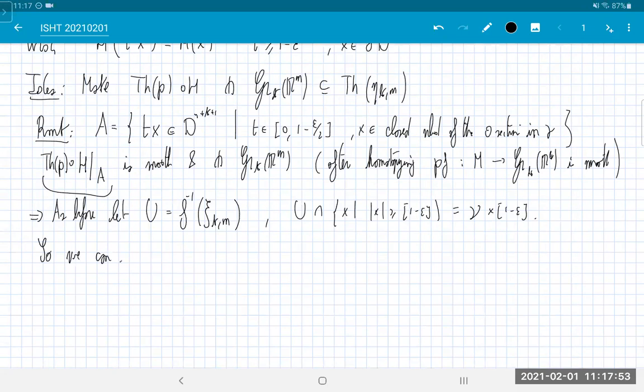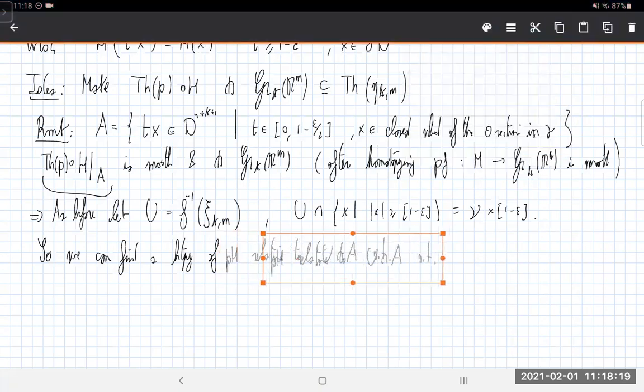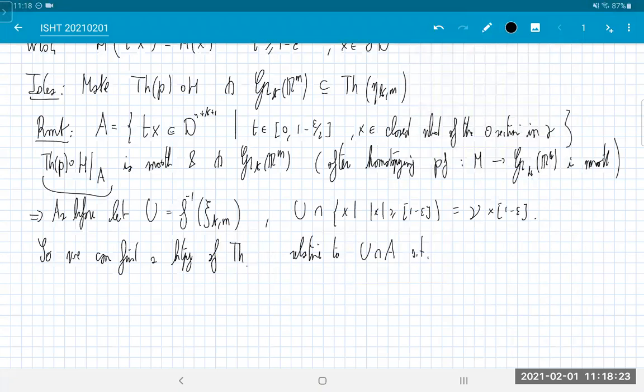So we can find a homotopy of U relative to U intersect A, such that, sorry, a homotopy of, I'm calling it PH. It's actually Thom P composed with H. Such that this map, Thom P composed with H, becomes smooth on U and transverse to the Grassmannian, as before.